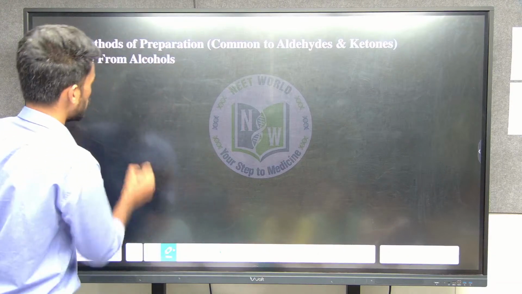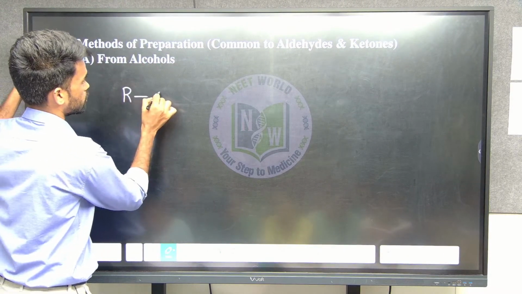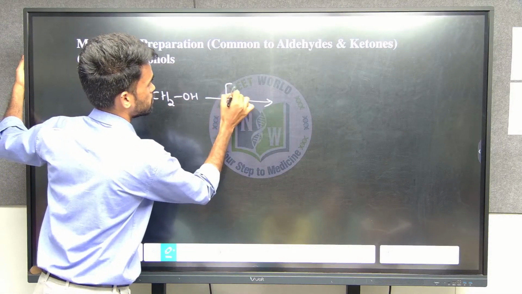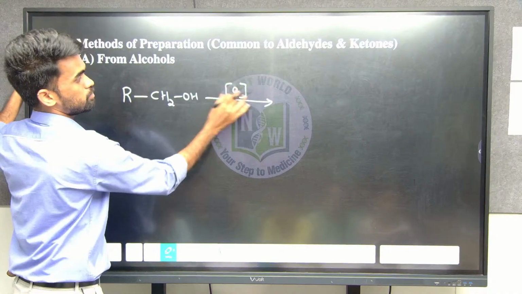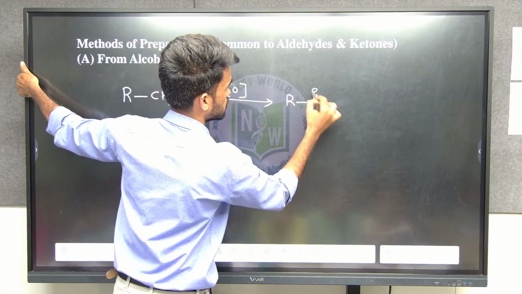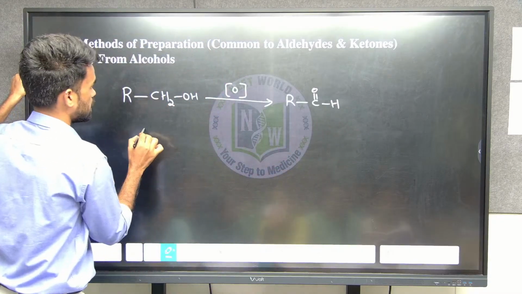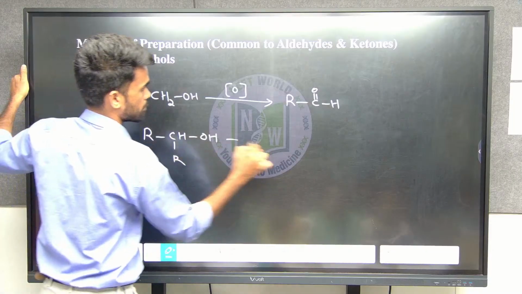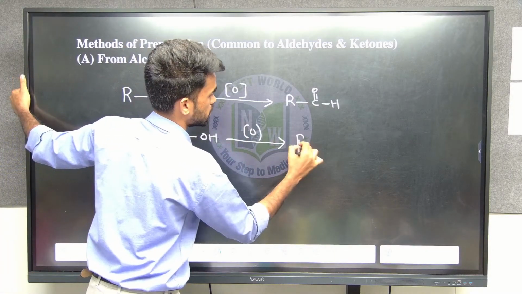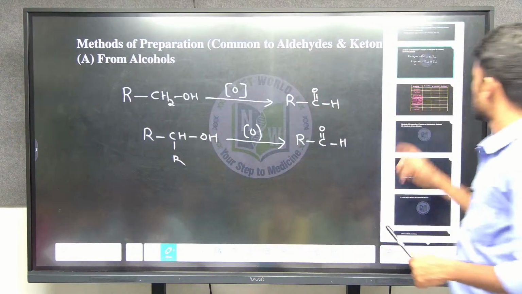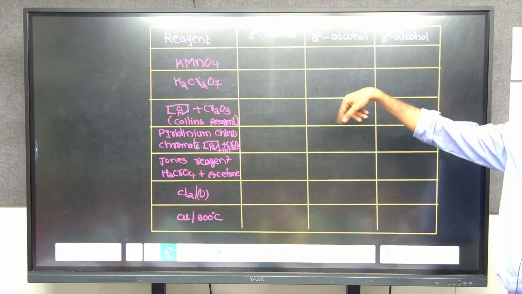Okay. So now primary alcohols on oxidation. See, I am just representing it like this. I am doing oxidation. So what will be the product formed? Aldehydes. If it is secondary, ketones. That's it. So you can use a suitable oxidizing agent from this table. The table we have written already. Yeah, that's it.